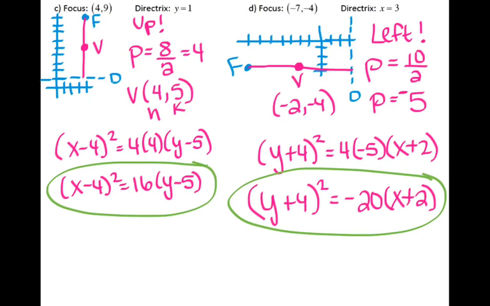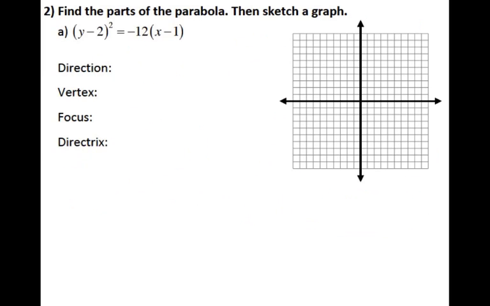The second thing that we did with parabolas was to actually graph it, so that's what number 2 is. So letter A is already in standard form, so I can go ahead and start by finding p. So the number in front of your parenthesis is equal to 4p, so I have -12 equals 4p, so p equals -3. Now if you look at this, your y is being squared, so that means it opens to the left or to the right. Since my p is negative, that means my parabola is opening to the left.